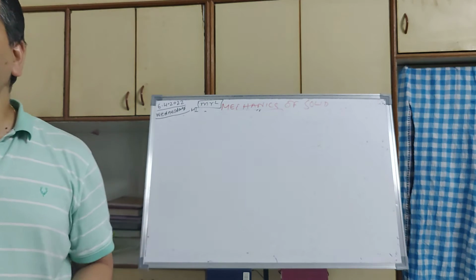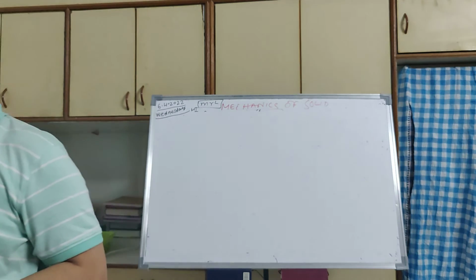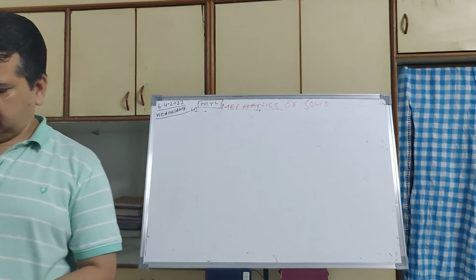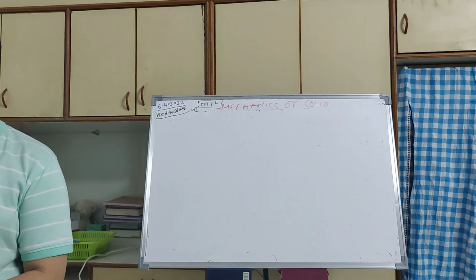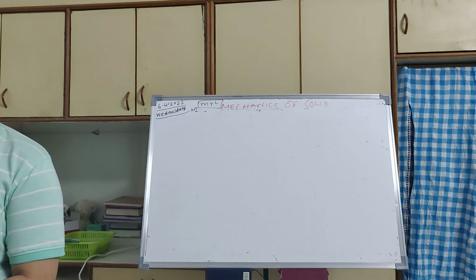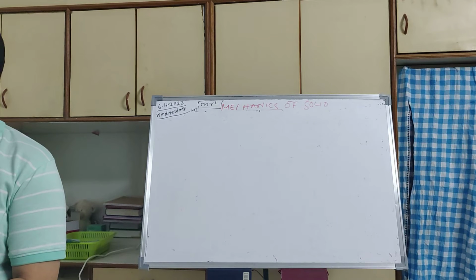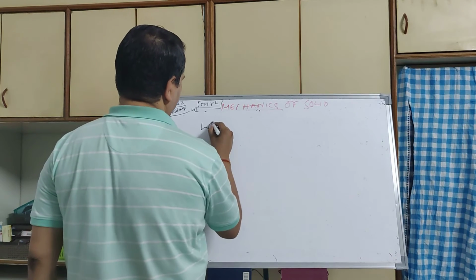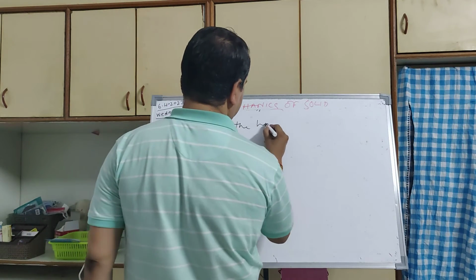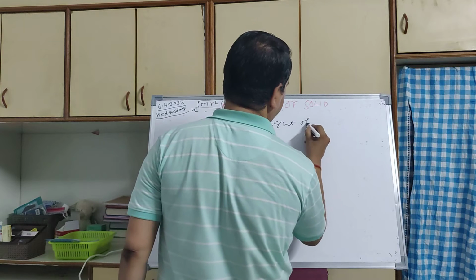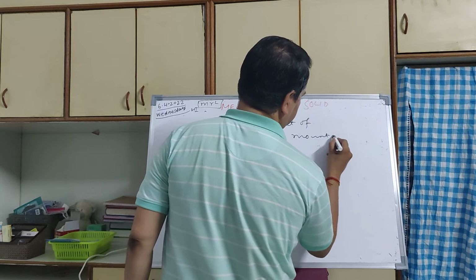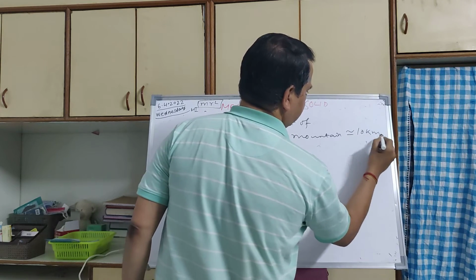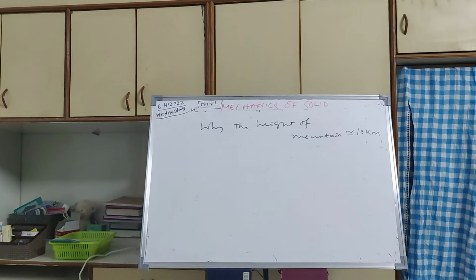Why is a mountain of a certain height, pyramid shaped in nature, and how do you arrive at that height? The question is: why is the maximum height of a mountain on Earth about 10 kilometers? That is the question, and this is from a law of nature.